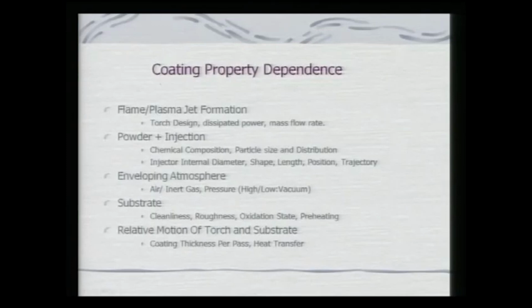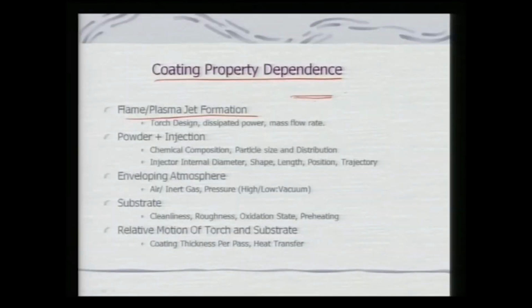So, there are certain coating property dependencies. The first thing is plasma or flame jet formation. That depends on how we are generating the heat, either by a flame or by plasma. There are concerns about how the torch is designed. Once we are forming the plasma, whether it is very constricted, so we get a constricted flame, or it is expanding, or again constricting like an arc, the overall result depends on the flame or plasma jet formation.